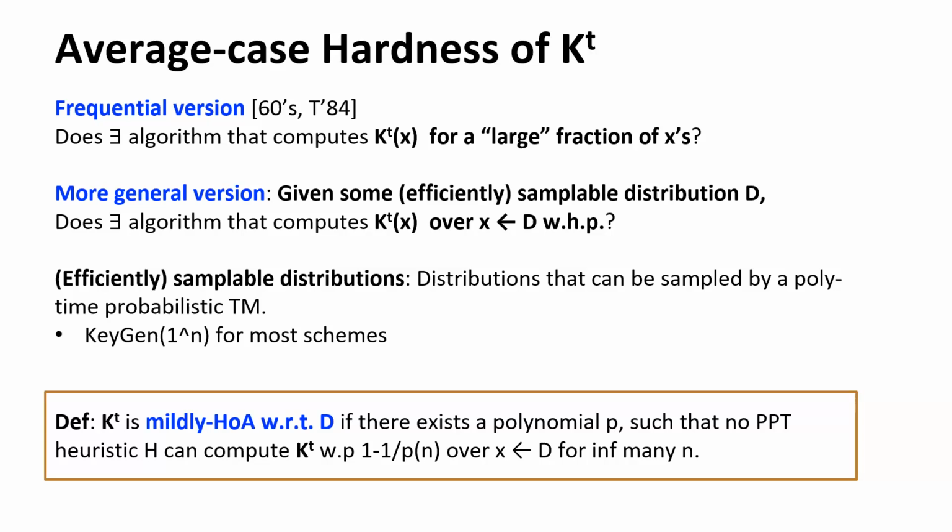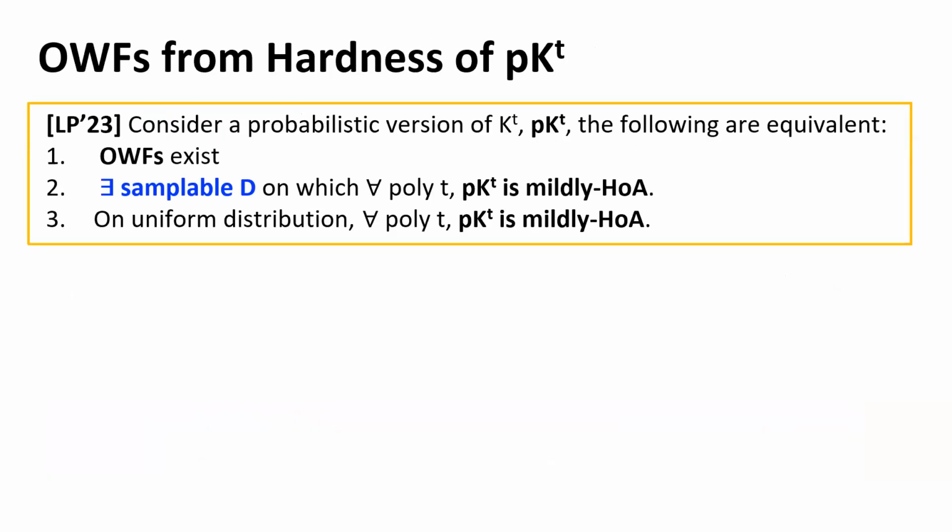So let us look at our main theorem. Let us consider a probabilistic variant of KT, denoted by PKT, and I will introduce this notion very soon. The following are equivalent. First, one-way functions exist. Second, there exists some samplable distribution D under which PKT is mildly hard on average. And third, this also holds over the uniform distribution.